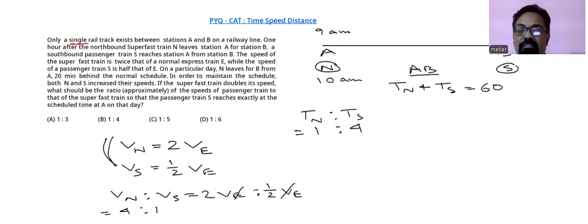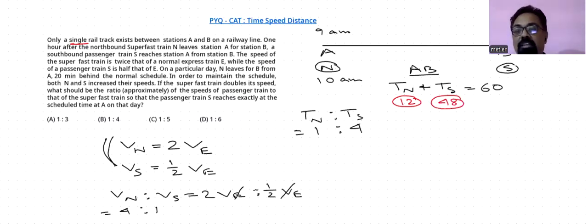For the same distance, speed and time will be inversely proportional. You can say speed, you can say velocity. They will be inversely proportional to each other. Now, Tn is to Ts is 1:4. Tn plus Ts is 60. So what we need? We have to divide 60 in the ratio 1:4. So what values are we getting here? We are getting the values like this. This value is coming as 12 minutes. This value will be coming as 48 minutes.